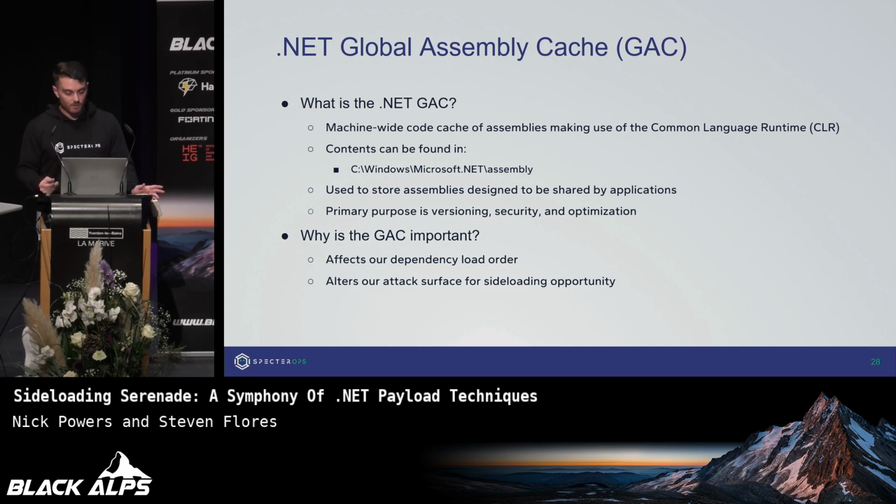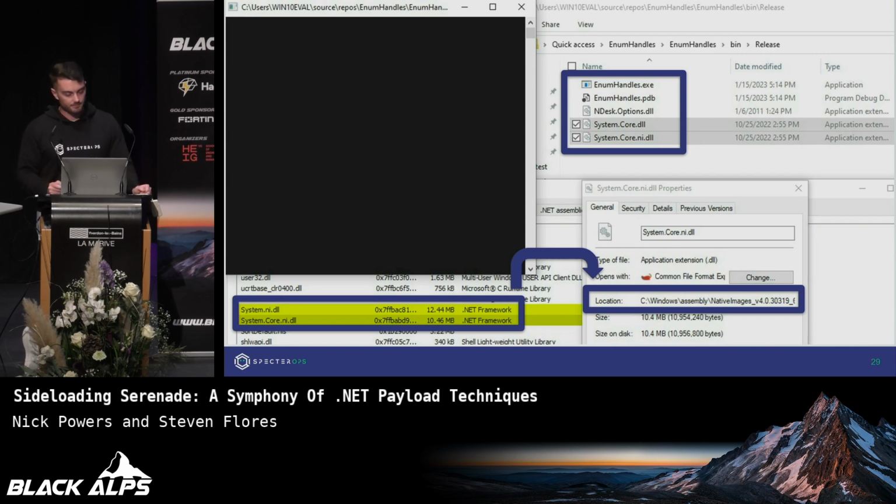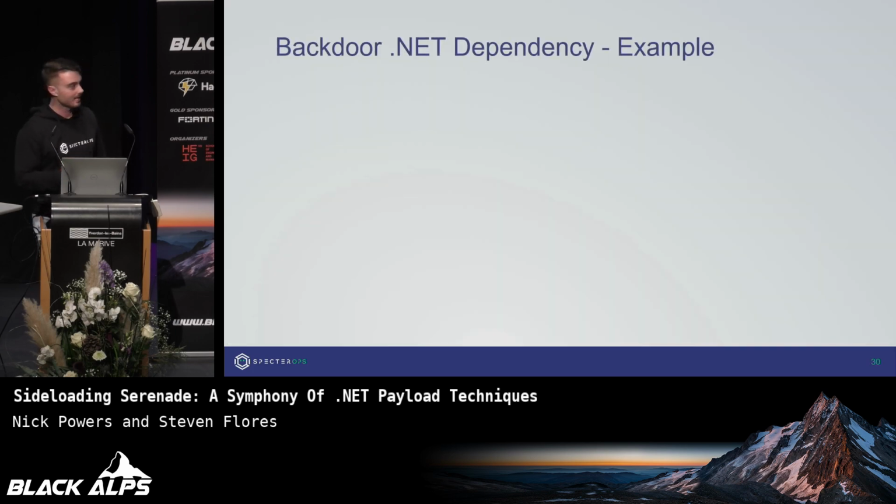Why is the GAC important? Because it affects our dependency load order, and remember, we're trying to sideload some sort of arbitrary dependency into a process, so it alters our attack surface. This is an example of a process loading something from the CLR rather than our current directory. I set a couple DLLs next to a .NET process that I'm launching. You'll see here in the bottom right that it's still not loading it from our current directory. It's loading it from one of the locations for the GAC.